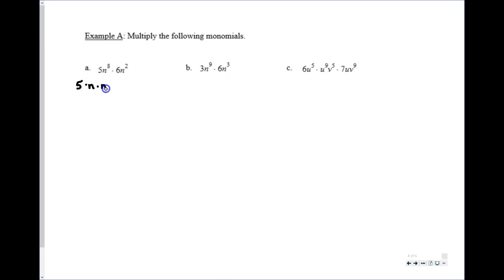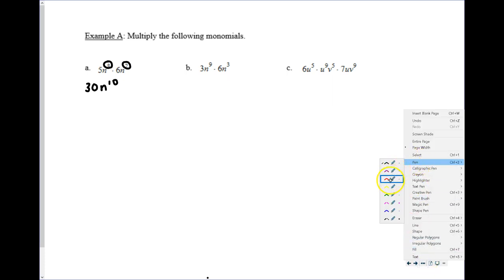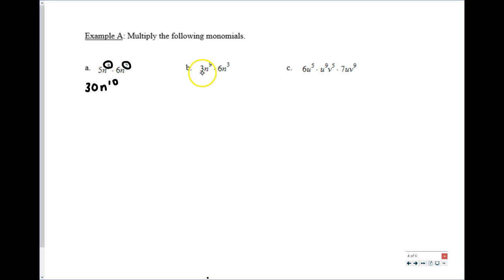I don't want to do blah, blah, blah, blah. That's terrible. I don't want to do that. It takes too long. So I'm going to use my law. I'm going to do 5 times 6, which is 30, and then I'm going to do 8 plus 2 to give me 10. And boom, that's all I have to do. I don't have to expand it. I just know to add the exponents. Okay? This is much, much less time consuming. Okay? So I'm going to do the next one.